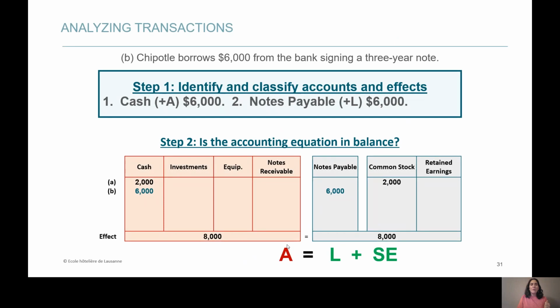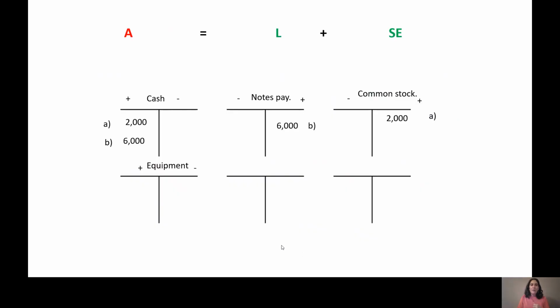Let's do B now. Do you remember B? This is when the company has borrowed 6,000 from the bank for a long-term liability, a notes payable of 6,000. We've analyzed this transaction in the past. Cash increases by 6,000. Notes payable, which is a liability account, increases by 6,000. How do I transfer these amounts into my T accounts?